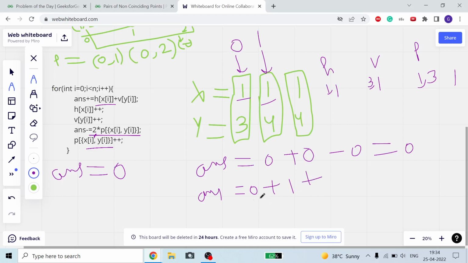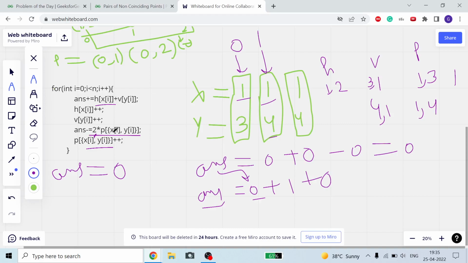Now this is my initial answer, and this will be my updated answer. Here, what is my v of 4? It is 0. I will increment it, this became 4, and this became 2, and here one more comes, 4 comma 1. Now here one more point comes, 1 comma 4, which is yet 0.